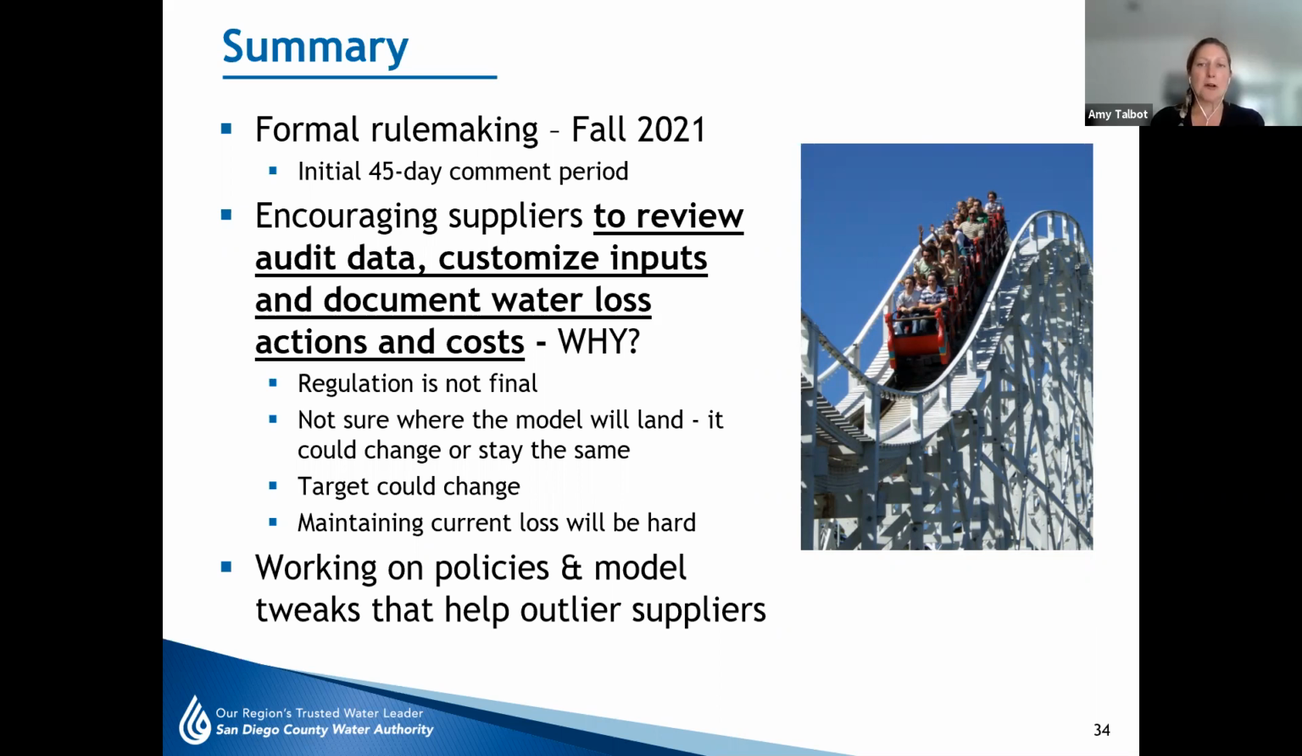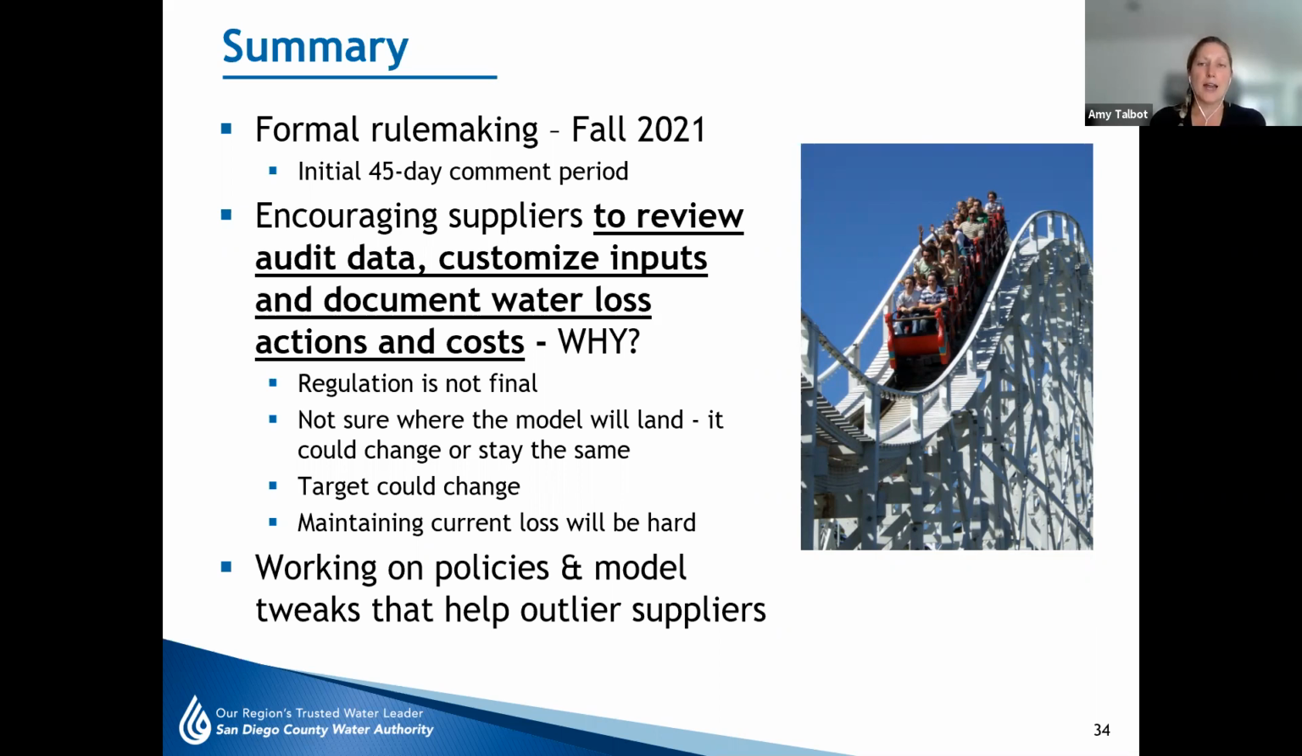And we're like, why are we asking everyone to do that? Well, because the regulation isn't final. We don't know exactly how this is going to land. That model may calculate, and you as an agency might be like, oh, I just have to maintain my current loss. Well, we don't know if they're going to make changes to the model. We don't know where the model is going to land. So where your target is now might not be where it ends at the end of that 45-day comment period.